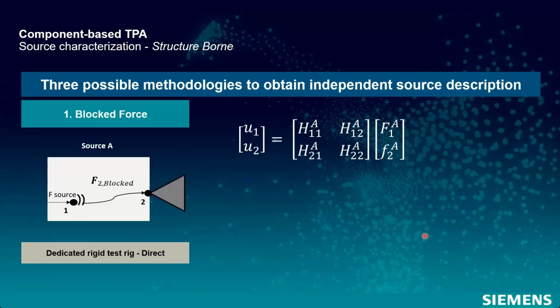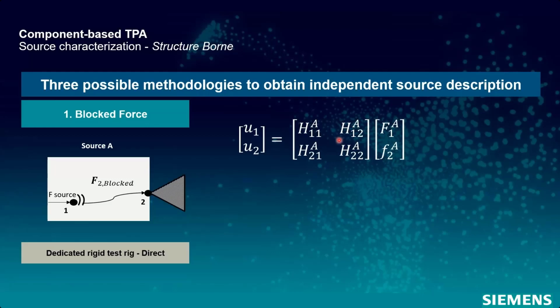What are now the ways to identify them? The first you can see here, people really build blocked force test rigs. So test rigs that are very stiff in the frequency range of interest compared to their source. And so they can, with force cells, directly measure the blocked force.